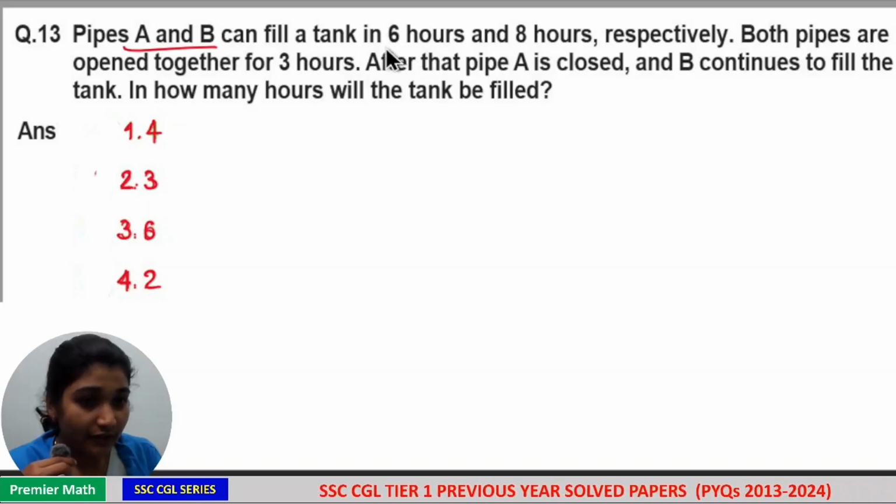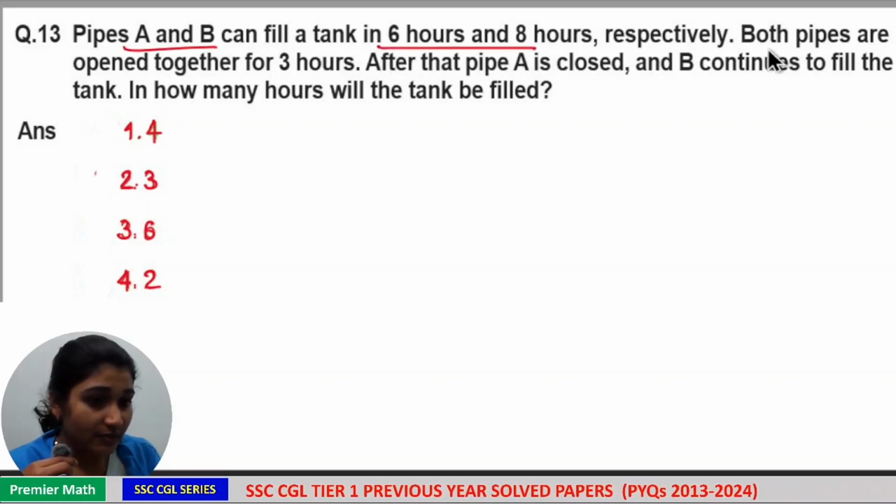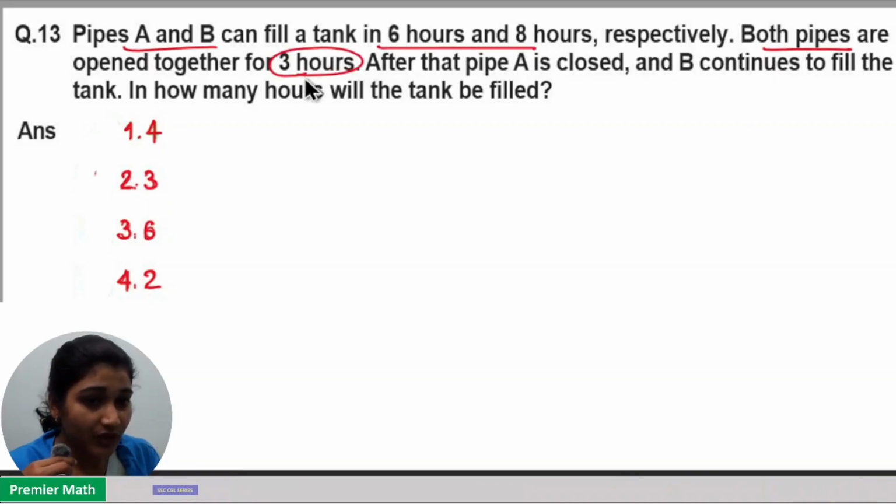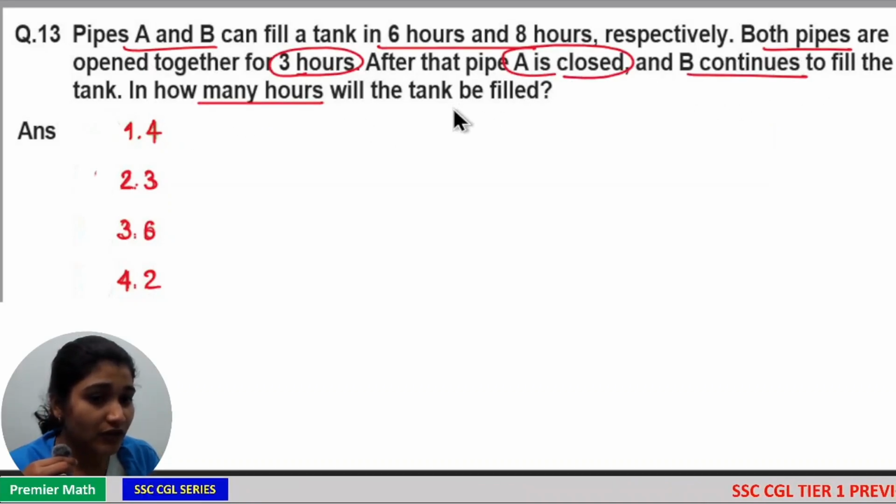Pipe A and B can fill a tank in 6 hours and 8 hours respectively. Both pipes are open together for 3 hours. After that, pipe A is closed and pipe B continues to fill the tank. In how many hours will the tank be filled?